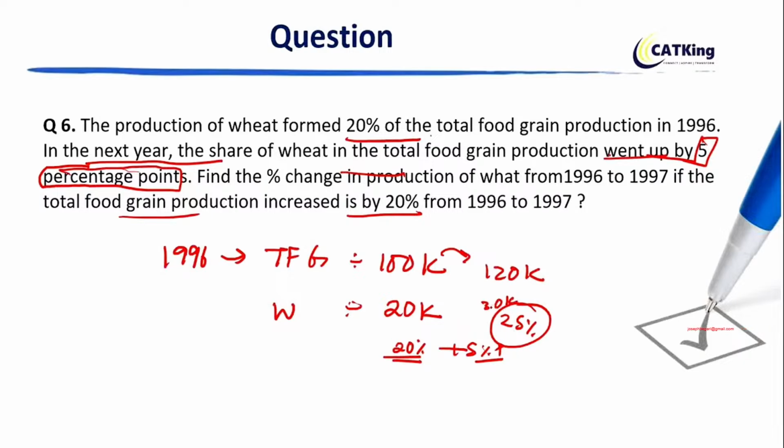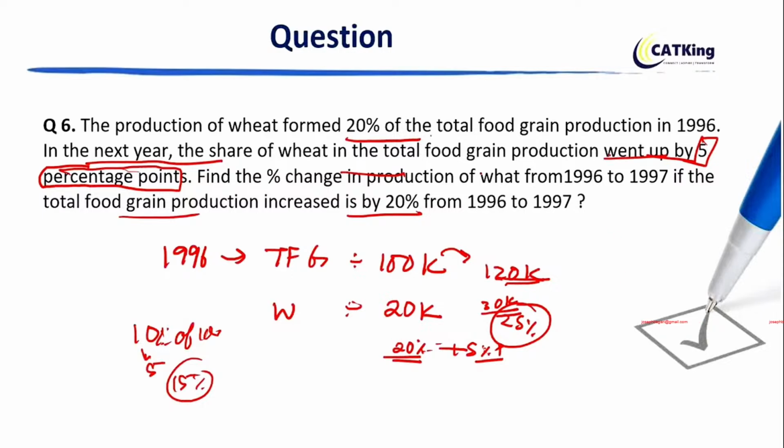So also don't get confused with this percentage points concept. Okay, please. What is percentage points? If I am calculating 10% of 100 and I am saying that there is an increase of 5 percentage points, that means 15% of 100. Correct? Okay. So this becomes 120k as given in the question. This becomes 30k. Why? Because 25% of 120k.